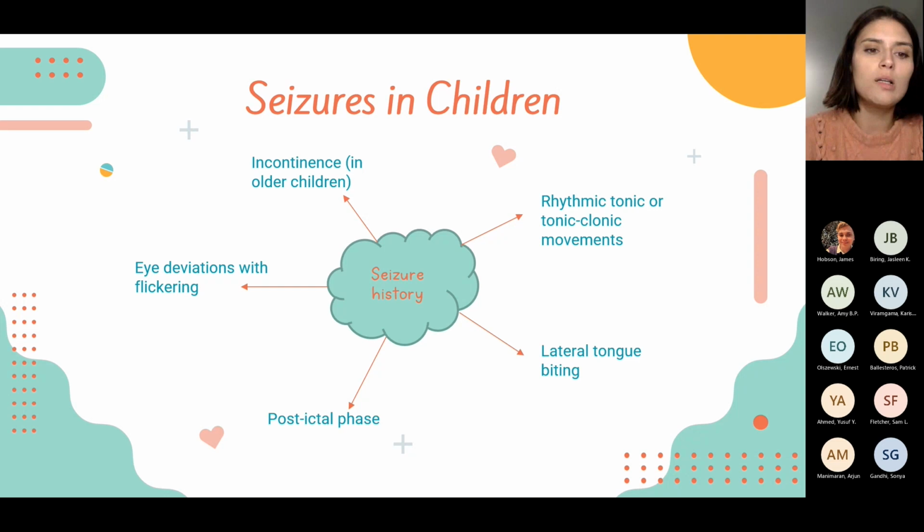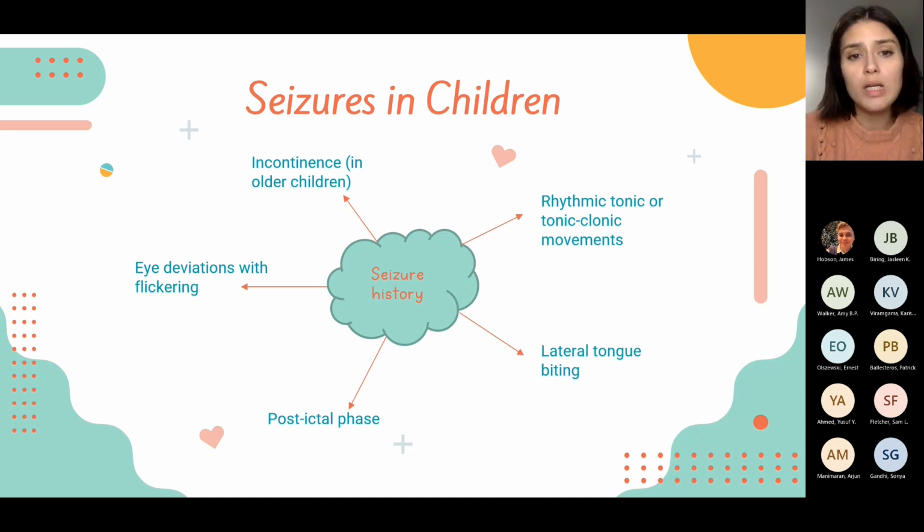So these are the key things to think about when you're taking a history from a parent or whoever's witnessed the seizure, to rule in or out an actual seizure versus a syncope or something like that. So have they been incontinent? Obviously, in a really young child, they're probably going to be incontinent anyway. They'll probably be in nappies, so it's harder to say, right? But in older children that are normally dry, you definitely want to ask about that.